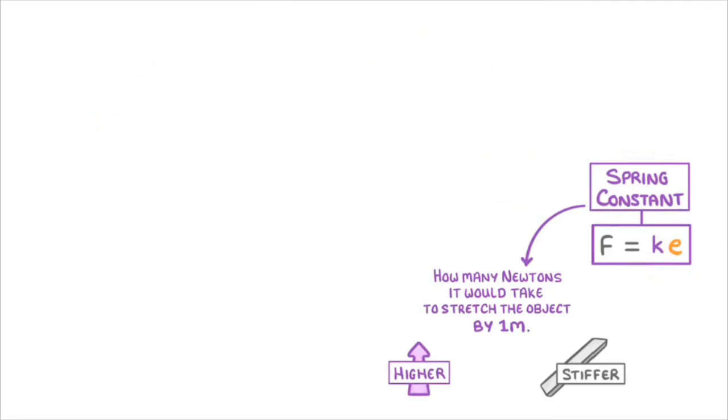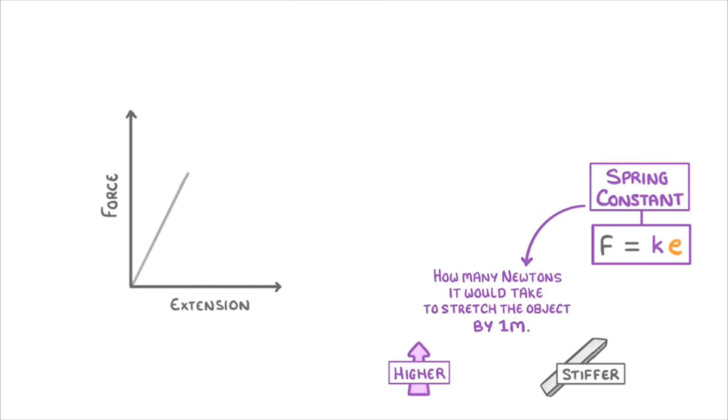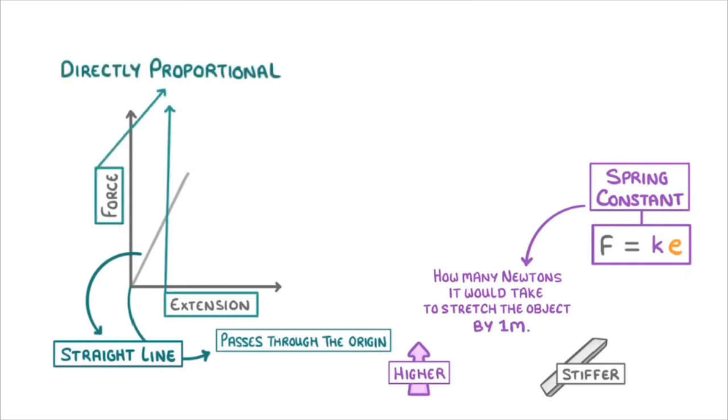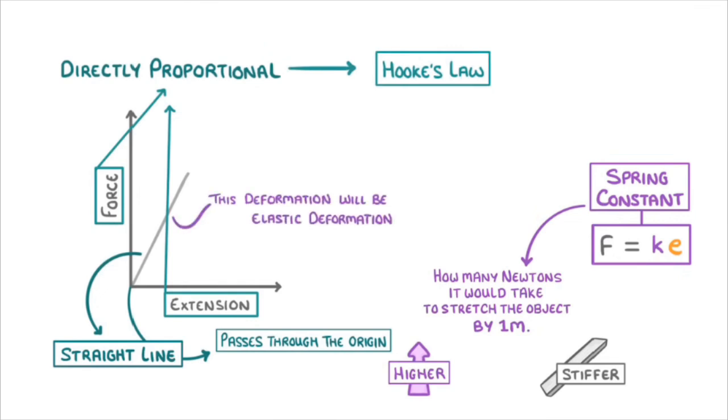We can show this relationship by plotting a graph of force against extension. As the force increases, so does the extension. And because it's a straight line that passes through the origin, we can tell that force and extension are directly proportional. We call this relationship Hooke's law. And importantly, all of this deformation will be elastic deformation, meaning that once the force is removed, the object will return to its original shape.